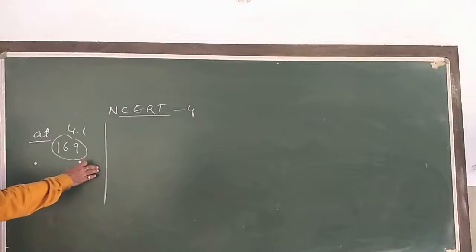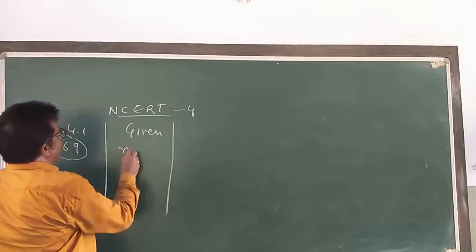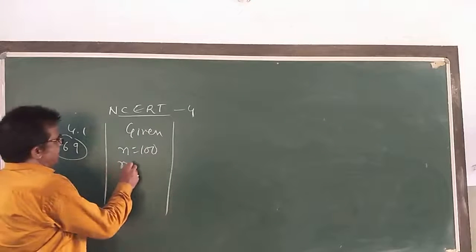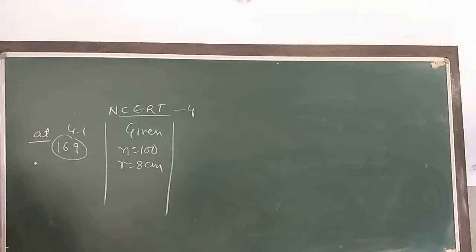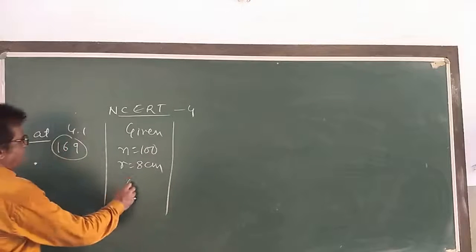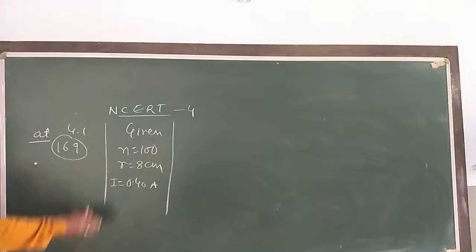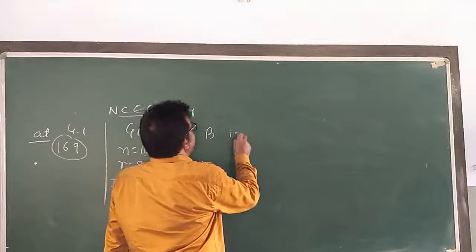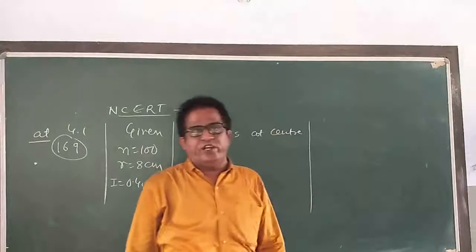A circular coil of wire consisting of 100 turns. What are the things given here? The number of turns, here it is 100 turns, each of radius 8 centimeter, carries a current of 0.40 ampere. This is the current here. What is the magnitude of the magnetic field B at the center of the coil? B is at center.